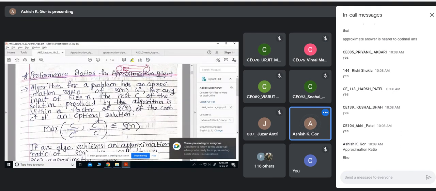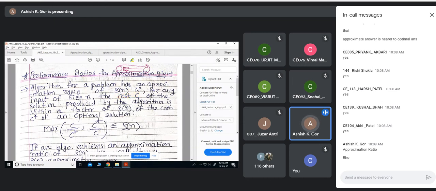So, the performance ratio for approximation algorithms. An algorithm for a problem has an approximation ratio of rho(n) if, for input of size n, so remember you have some algorithm, input size is small n, the cost C of the solution produced by the algorithm. So there is some cost C, right? That means it could be the number of steps or computational time or complexity.